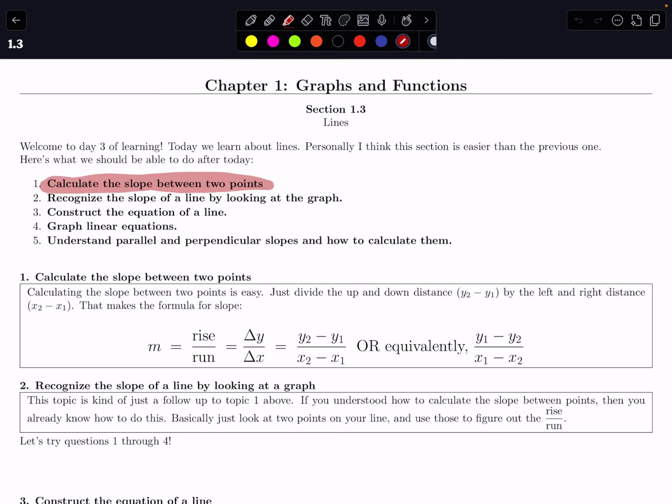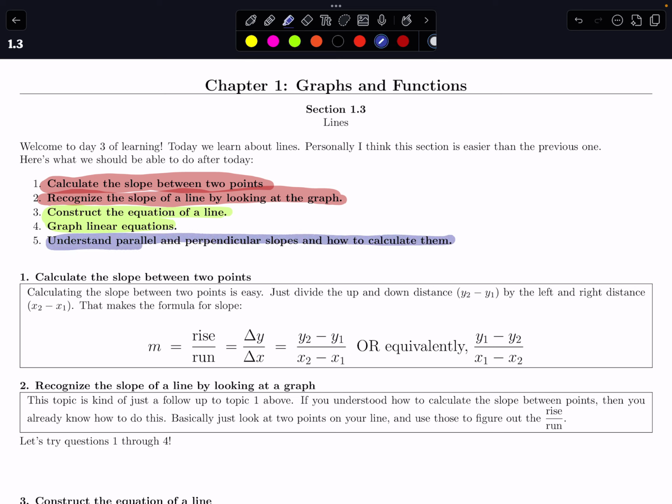So let's talk about what we're learning today. Calculating the slope between 2 points, and then recognizing the slope of a line by looking at a graph. Those two things together, pretty easy and fast, I think. And the next is constructing the equation of a line. So we're gonna do that one along with graphing linear equations together. So hopefully we'll finish in 3 videos this time. And then the last thing that we're learning is understanding parallel and perpendicular slopes and how to calculate them.